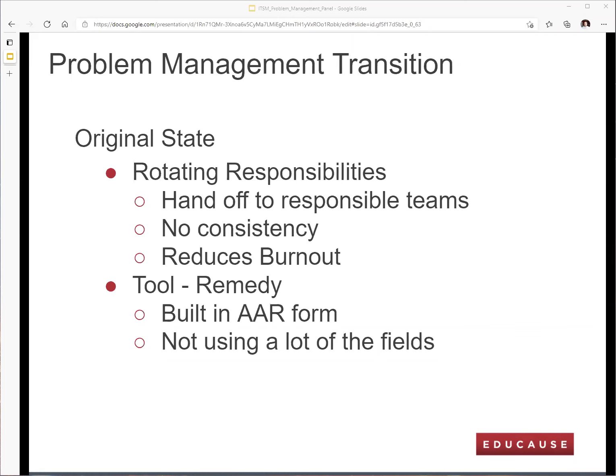We currently use Remedy. We have a built-in AAR form. It doesn't quite move through the process. It also has a lot of fields that we're not quite using at the moment. Go ahead, next slide.